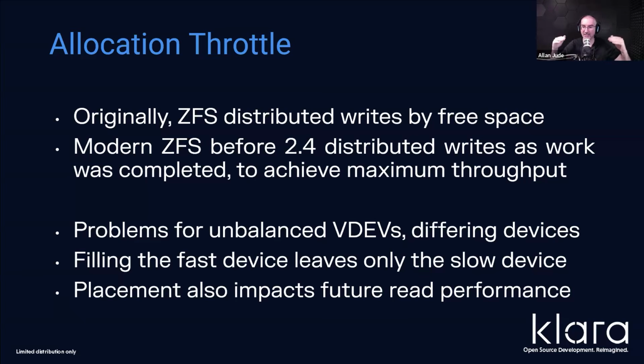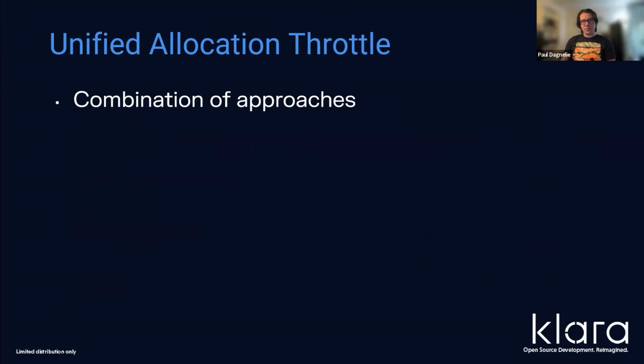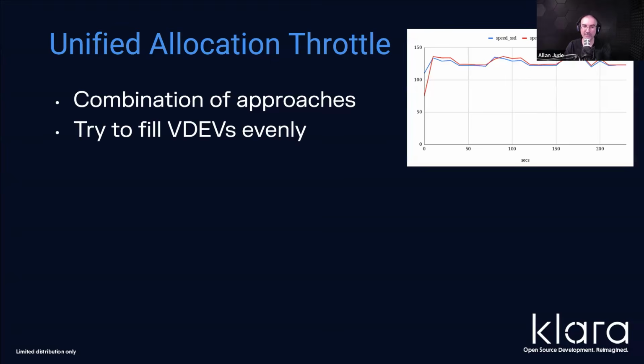So even once the VDEVs are balanced out over time, your reads are still going to be slower because that specific data is more biased to the one VDEV than the other. Right. And so that's why we have the introduction of the unified allocation throttle, which tries to combine both approaches and use the best one when appropriate.